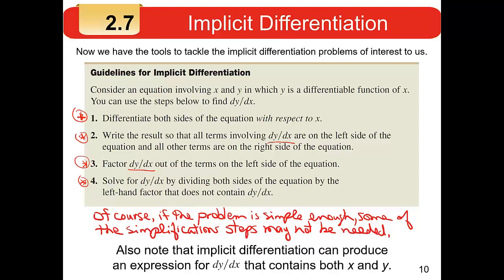I'll also say that it is possible with an implicit differentiation problem, when you end up solving for dy over dx, you could have both x's and y's on the other side of the dy over dx. Typically, when you've done derivatives in the past, you had dy over dx on the left and just a bunch of x's on the right. But when you're doing implicit differentiation, it's not unusual at all, once you solve for dy over dx, to have both x's and y's in that expression.